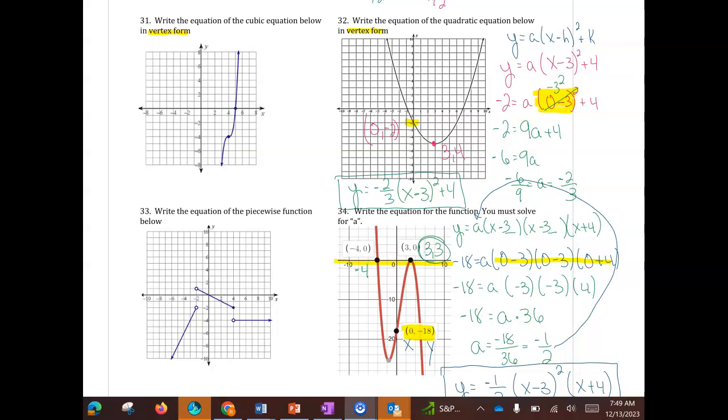All right, so going to number 31, same idea, except we will be using a cubed. So if I look at where that vertex point went, it went right 4, down 4.